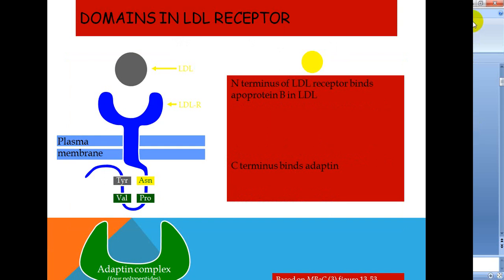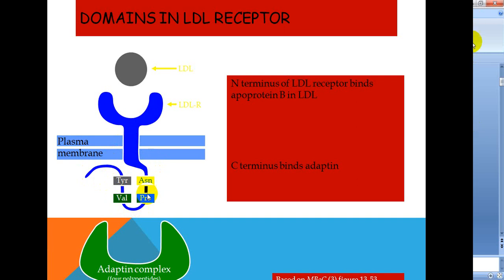So this is the N-terminal end of the LDL receptor. The N-terminus of the LDL receptor binds apoprotein B in LDL. Now this is your LDL, and this is the LDL receptor. This is the N-terminal end, and this is the C-terminal end.